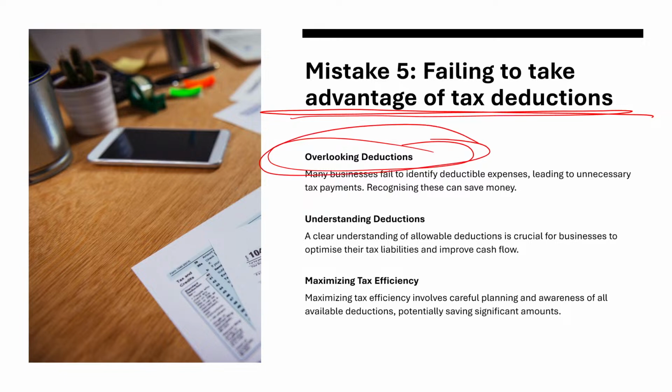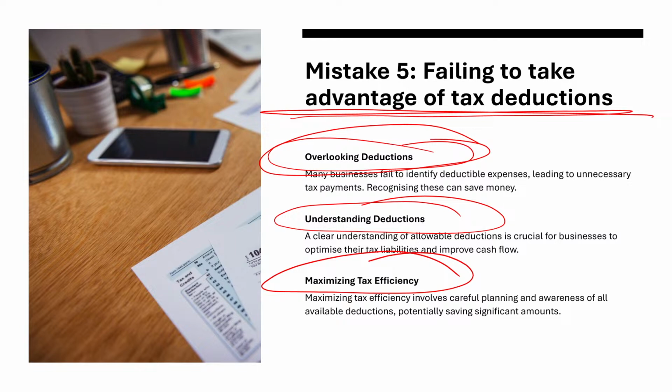So most business owners overlook deductions, not just small business owners, but even big medium-sized companies. Sometimes they overlook on deductions. So you need to not make that mistake of not taking advantage of tax deductions. Then most business owners don't understand deductions. They don't have a clear understanding of what are allowable deductions and why they are crucial to your business, so that you can optimize your tax liabilities and improve cash flow. And also, they don't know how to maximize tax efficiency.